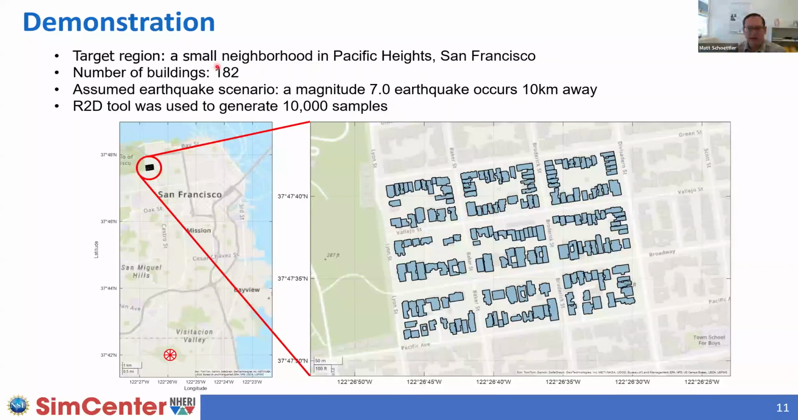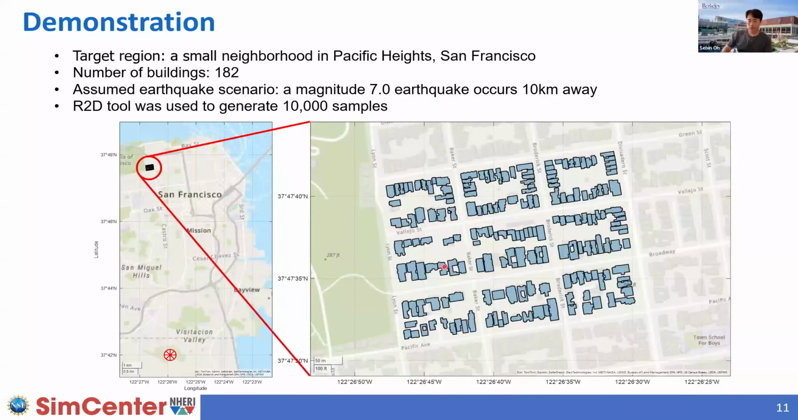Okay. And there's a question about the R2D tool generating correlated damage states. Which model does it use for that? I think the answer is that it currently does not, which is why you're using this Ising model. Is that correct?